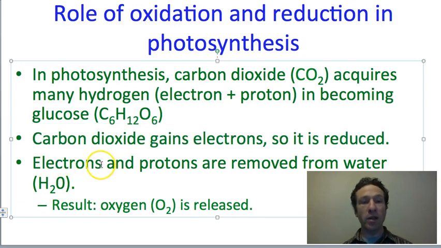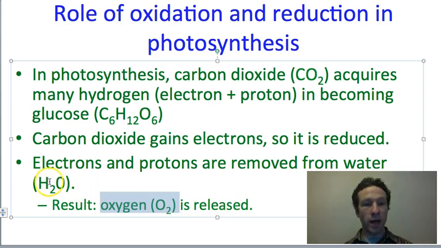The electrons that are going to be used to reduce carbon dioxide are going to be pulled off of water molecules. When those electrons get pulled off, then the hydrogen ions, or the protons that remain, will also come off. And so the H's basically are going to be leaving the water molecule. The result of this is that water becomes oxidized. It loses its excess electrons, and oxygen is the only thing left, the O, and so oxygen is released.